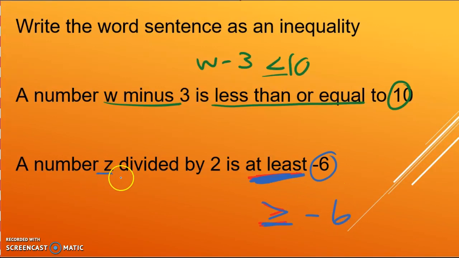And then I have a number z divided by 2. Remember, whenever we're writing division from now on, we want to put our number over 2, okay? We don't use our division sign. We don't write it left to right. We put z over 2. If you don't put that, I will count off points.